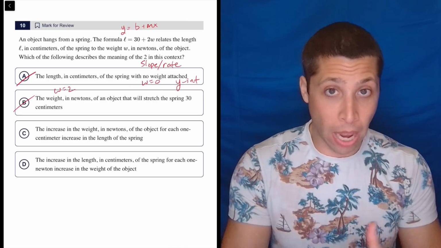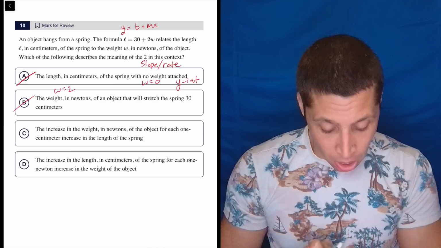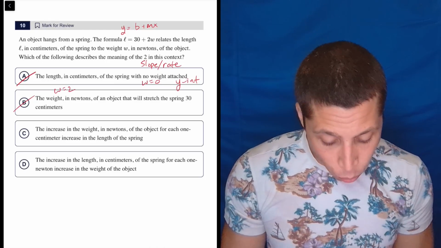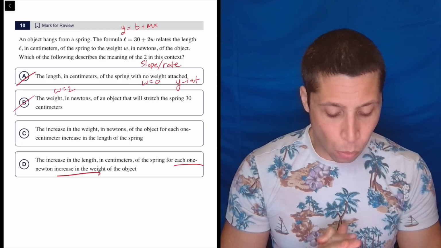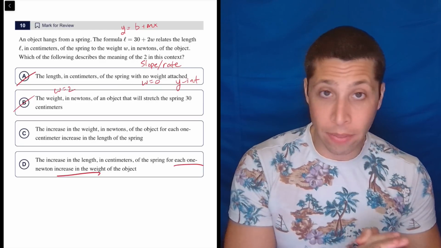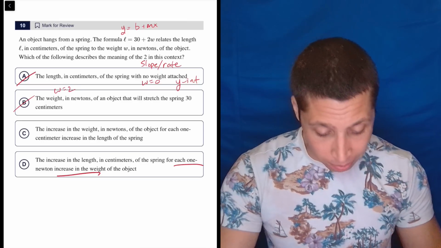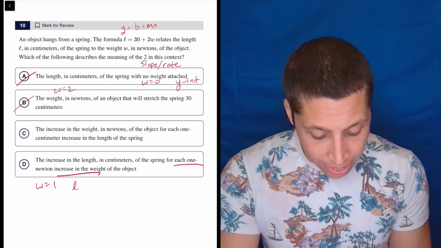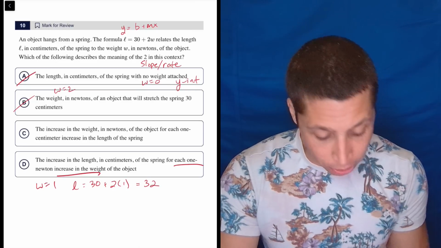Let's just choose one of these choices and see if we can prove it, right? So the thing that I would want to change is the weight. So this choice D is the easiest thing to prove, right? A 1 Newton increase in the weight of the object. So you could do 0 as the weight, but for the sake of making it kind of real, let's do that the weight is 1. Then the length would be 30 plus 2 times 1. So that is a length of 32.